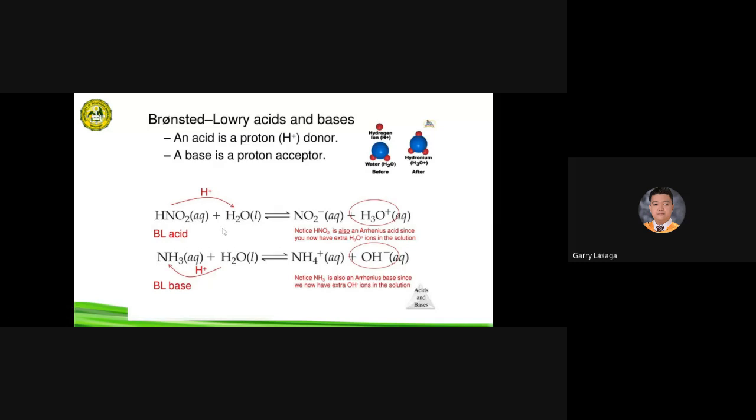So we have here another example of an acid-base reaction wherein water will act as a base. In this case, we have our HNO2, which is a Bronsted-Lowry acid. When it is combined with water, this compound will act as an acid. It will donate its hydrogen ion to water to form H3O. This hydronium ion is the conjugate acid of water, and this one here is the conjugate base of HNO2.